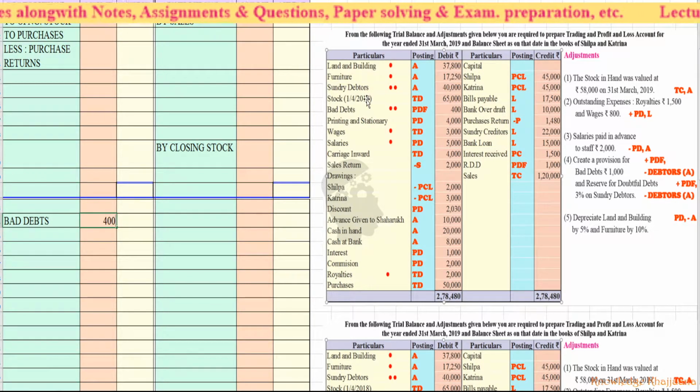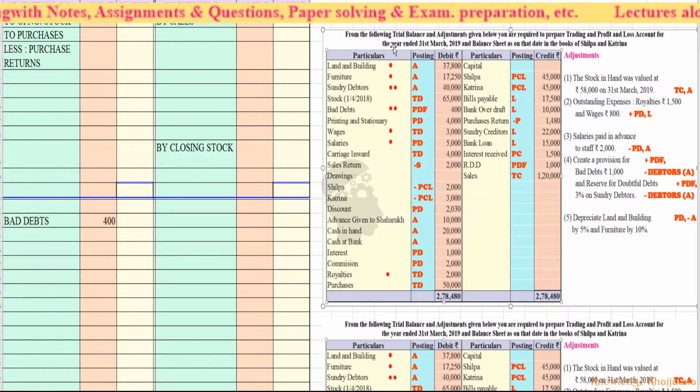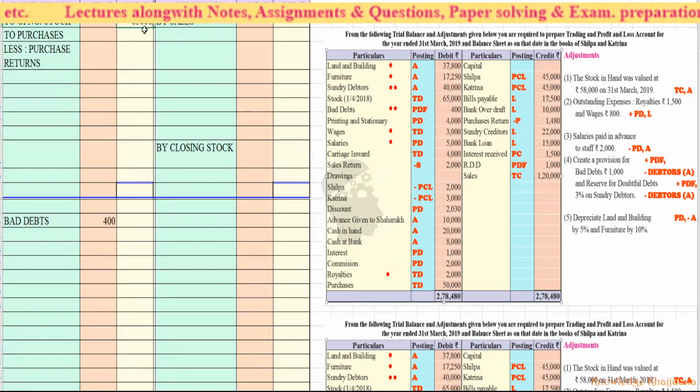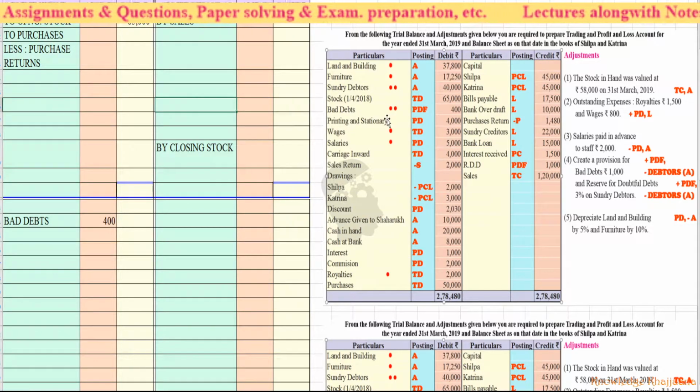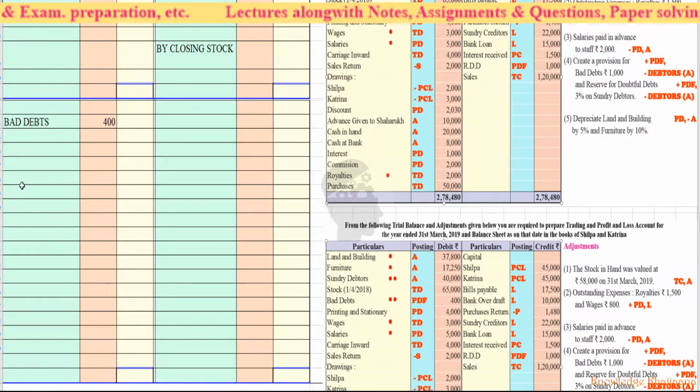Okay, we forgot to write about the stock. See, this is the stock which is given of the date 1st April 2018. See, the year ends on 31st March 2019. It means the stock value on 1st April 2018 is the opening stock. There is no adjustment, so trading account debit side rupees 65,000. Then bad debts we have written in the inner column. Then printing and stationery, no adjustment, will go to the profit and loss account debit side.